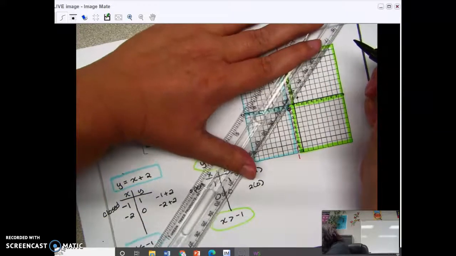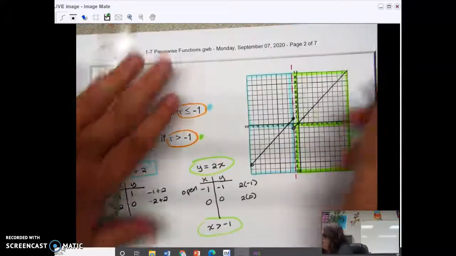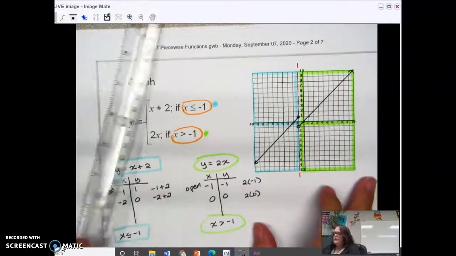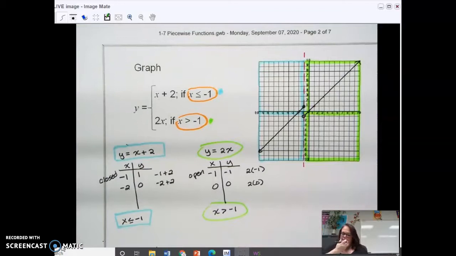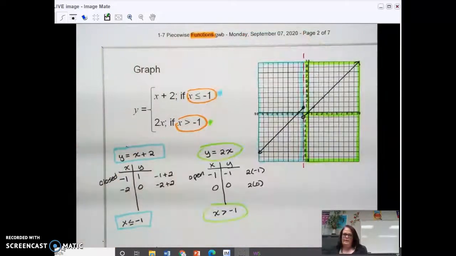Oh, that's why. Okay, it does go through the origin. I thought it wasn't going through the origin. Here we go. Okay, so I want to be clear about something, and I'm going to highlight this up in the directions. These are still functions, okay?